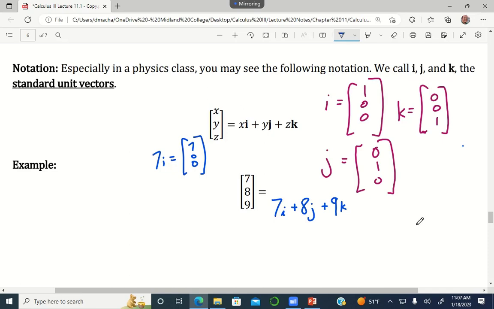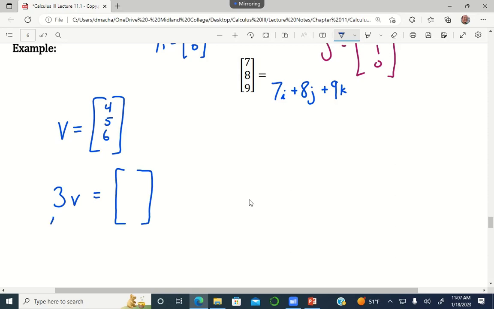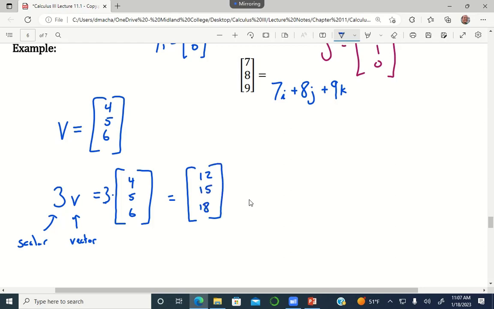I kind of skipped over this a little bit last time, but if you had the vector, let's call it v, is 4, 5, 6, and then I ask you, what is 3v? Of course, 3 is a scalar. v is my vector. And so this is what we would call scalar vector multiplication. What you do is you just multiply every entry in the vector times that scalar. So this resulting vector would be 12, 15, 18. Does that make sense? Yeah.